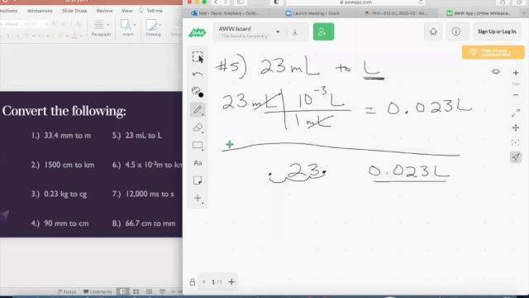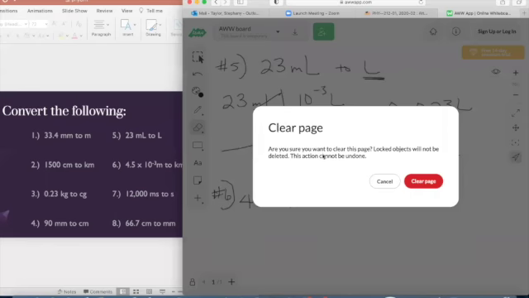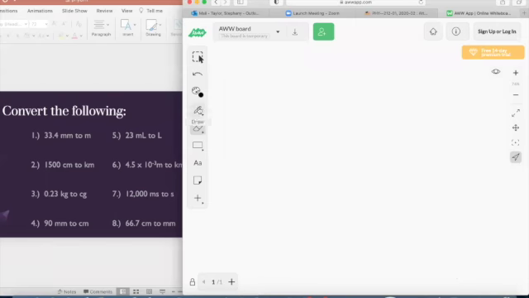All right, that is number 5. So let's move on to number 6. Let me make some space, because this one looks slightly different from the other ones that we've just done.